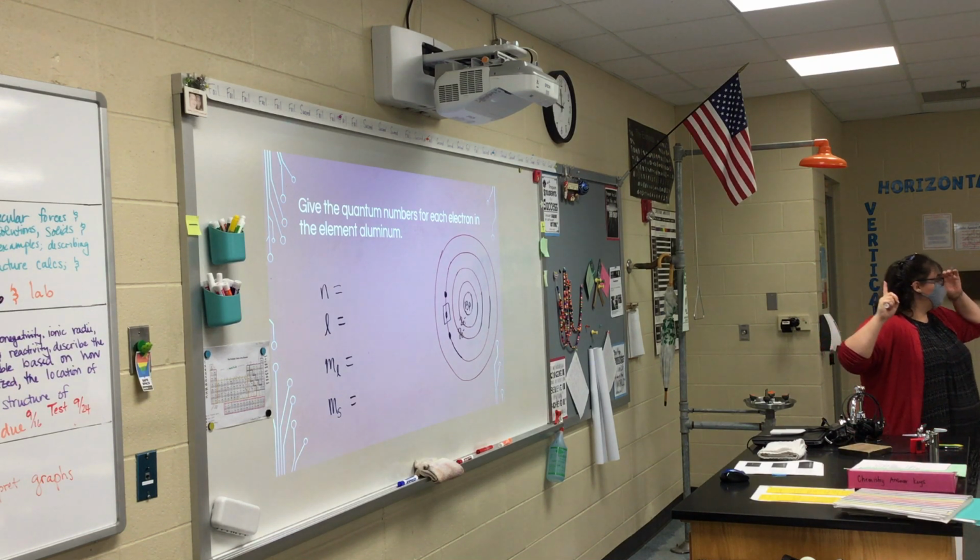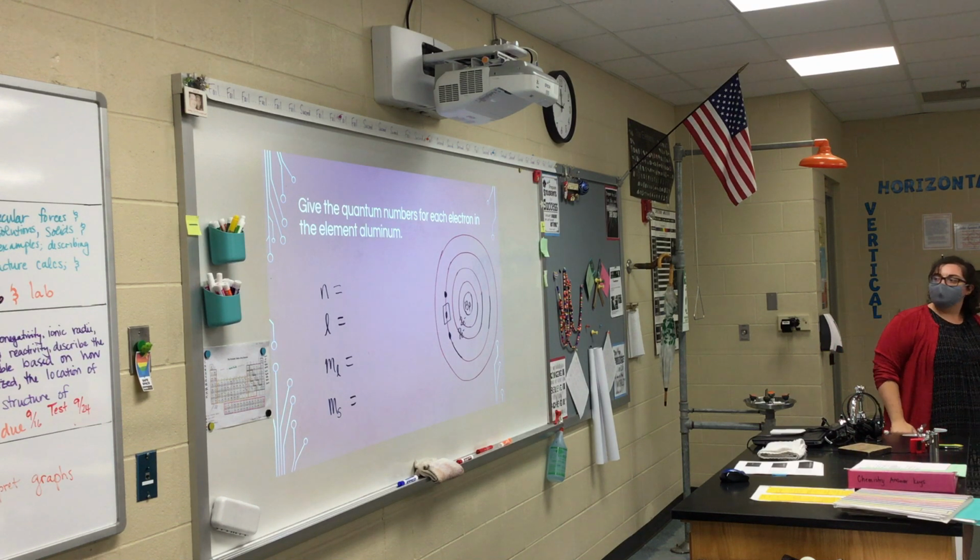Okay? Yes, Sierra? I'm confused on how the quantum numbers for the electrons could be different, because it's all for aluminum, and that's what we're looking at on the third table. So how is it specific for the electrons? That's a good question. And I think you're not going to answer it. Not yet. Okay. Not yet.